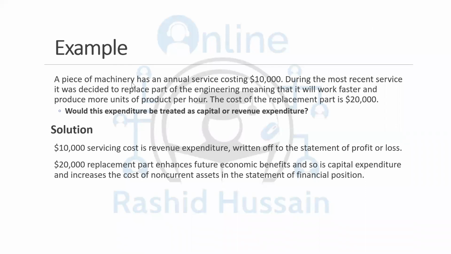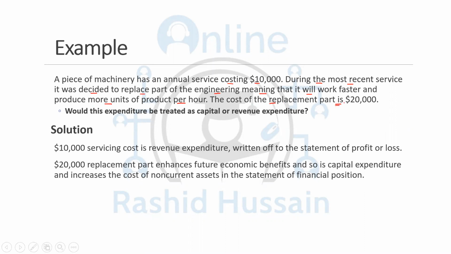Okay, now we have an example. A piece of machinery has an annual service costing $10,000. During the most recent service, it was decided to replace part of the engineering, meaning that it will work faster and produce more units of product per hour. The cost of the replacement part is $20,000.